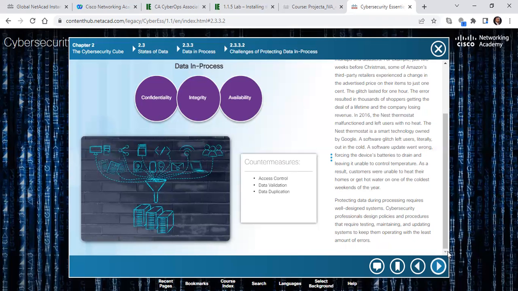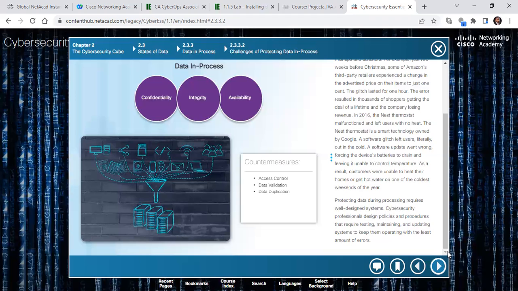So that's a processing malfunction. Protecting data during processing requires a well-designed system. Now, what is a cybersecurity professional? A cybersecurity professional must be able to design policies and procedures that require testing, maintaining, and updating systems to keep them operating with the least amount of errors. That is your keyword, okay?